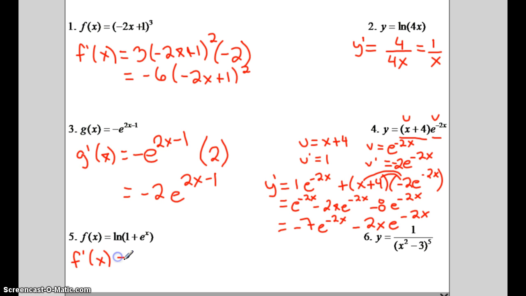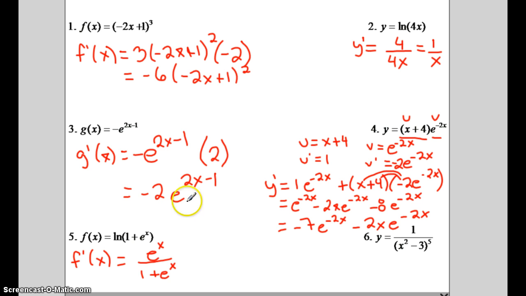I know that in order to take a natural log derivative, I need to take the derivative of the inside and then put it over the original inside function. So I'm going to write down 1 plus e to the x as my denominator. The derivative of 1 is 0, and the derivative of e to the x is just e to the x, since my exponent derivative is 1. And that's as far as I can go.